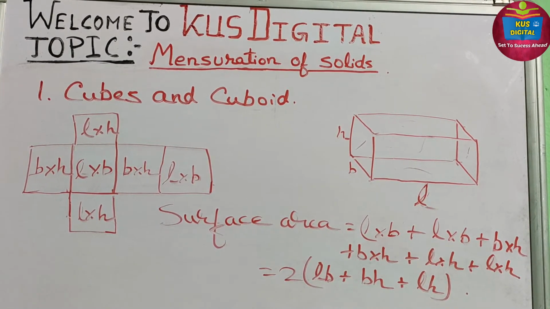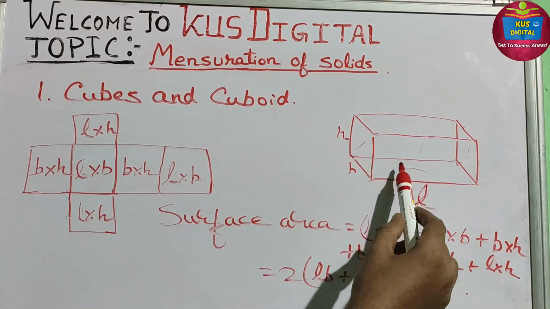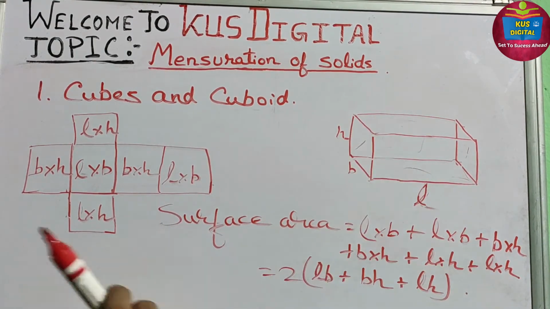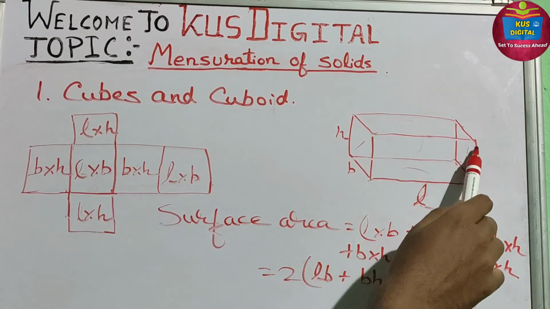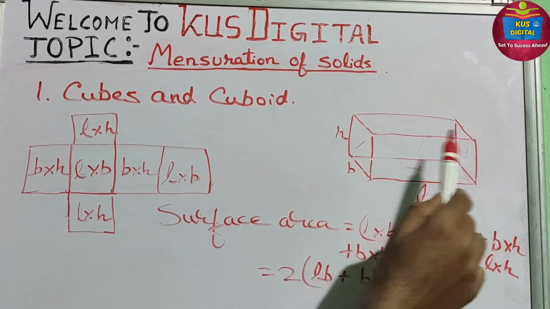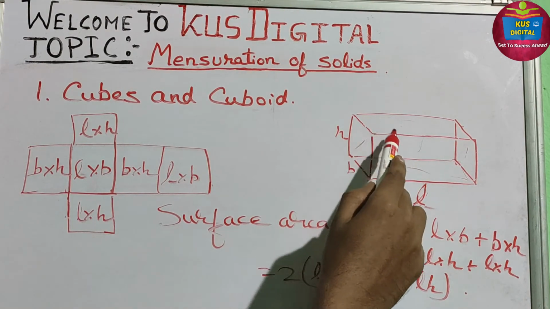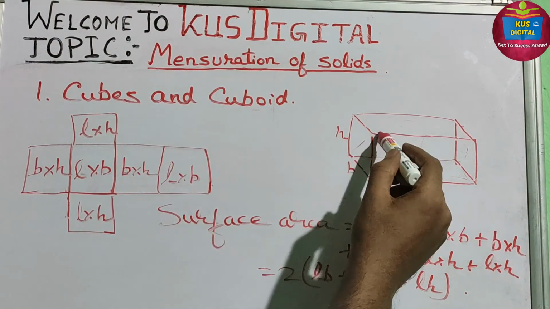Okay, so you can also see from this that there are 2 surfaces of area length into breadth, 2 surfaces of area breadth into height, that 2 part, and there are 2 surfaces of area length into height. That means that part and this part.